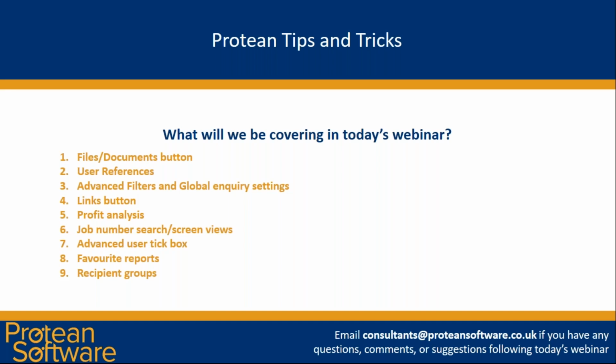Then we're going to be covering the links button, which is visible on the customer and supplier equipment screens. Again, it allows for really quick navigation between different areas of Protean, applying a filter on that particular customer or supplier or piece of equipment. Again, very simple stuff, but it does allow for very quick navigation between different screens.